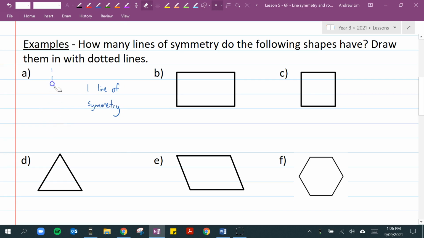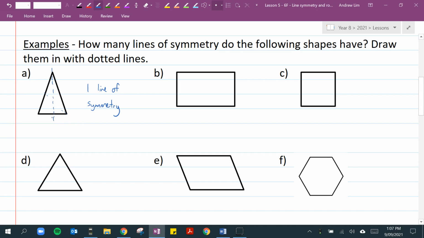If I were to draw the dotted lines this way instead, it doesn't cut it exactly in half, and when we fold it, it's actually not going to completely cover the other half. So there's only one line of symmetry here.